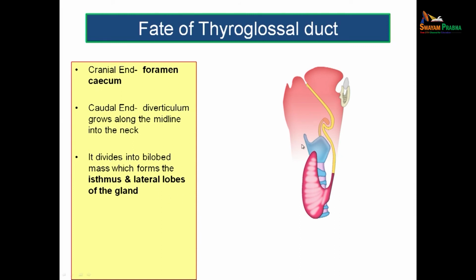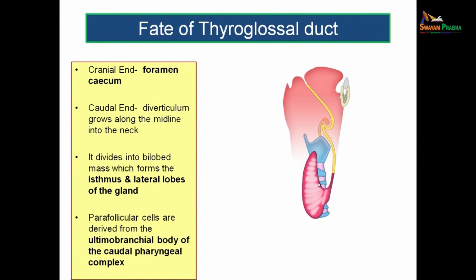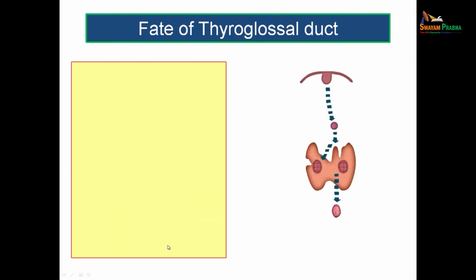So the thyroglossal duct, as it moves down, will be dividing into two masses, that is a bilobed mass, and this will be giving rise to the formation of the isthmus and lateral lobes of the thyroid gland. But what about the parafollicular cells? The parafollicular cells are derived from the ultimobranchial body, which is a part of the caudal pharyngeal complex. We have already mentioned what we mean by caudal pharyngeal complex. It is nothing but the fusion of the 4th and 5th pharyngeal pouches.